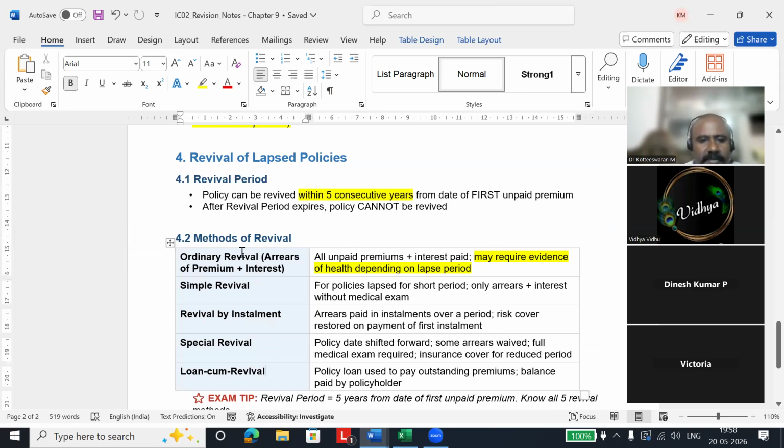So ordinary revival. Ordinary revival means, for example, policy lapsed last year. Now I want to revive it. So I need to pay the premium, as many premiums as I have missed, I need to pay, plus interest on the premium. For example, 10,000 rupees premium plus interest. Interest, we can take 5%. So 10,000 rupees plus 5% interest, 500 rupees, I need to pay to the insurance company to start again the same insurance.